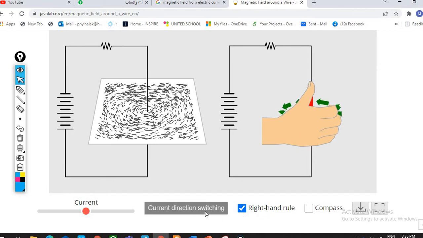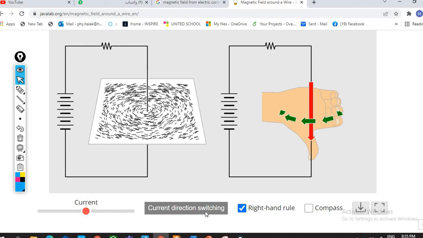Now let's see what will happen if we switch the direction of the electric current. Now the electric current is directed downward. Also use your right hand, always your right hand, the thumb in the direction of the electric current, similar to the simulation here. The curl of the other fingers will represent the lines of the magnetic field. So here the magnetic field, it's so clear that it's counterclockwise. It moves in the opposite way of the hands of the clock.